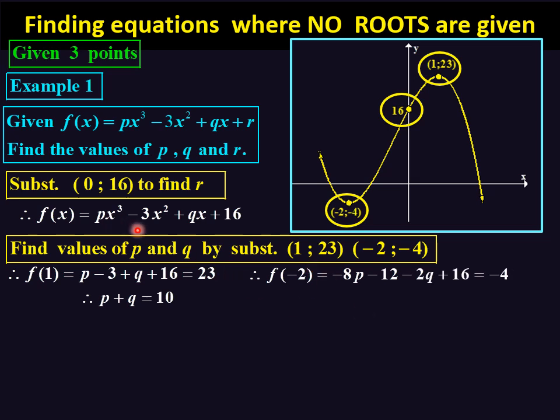Negative 2 cubed is negative 8. That's going to be 4 times negative 3, which is 12. That's negative 2 cubed plus 16. And if we simplify that, we end up with 4p plus q.